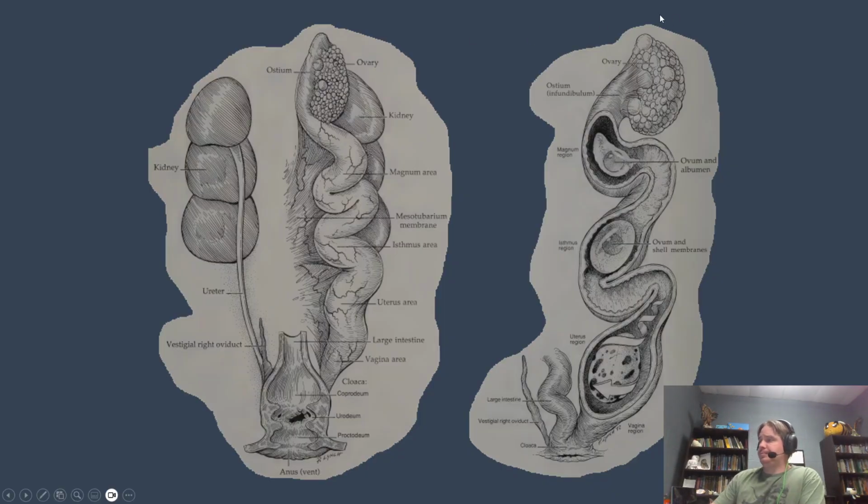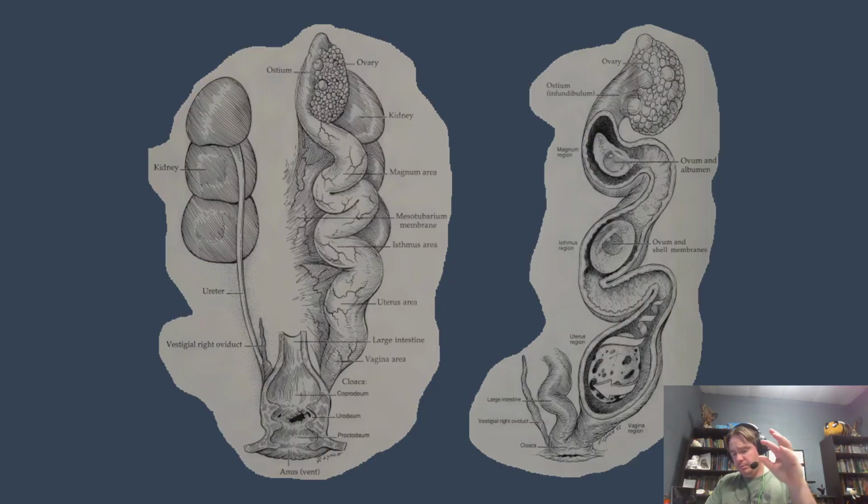Now if we go and look over here on the right, what we can see is the process as an ovum is released into the oviduct, the process that happens to create an egg. And so here you see there's this infundibulum, which is this kind of cone-shaped open structure that reaches up and sits underneath the ovary. And when a mature ovum is being released, it's going to enter through that infundibulum.